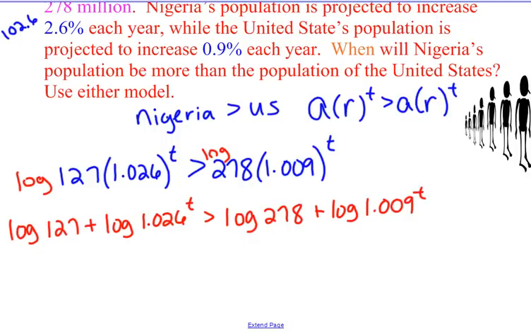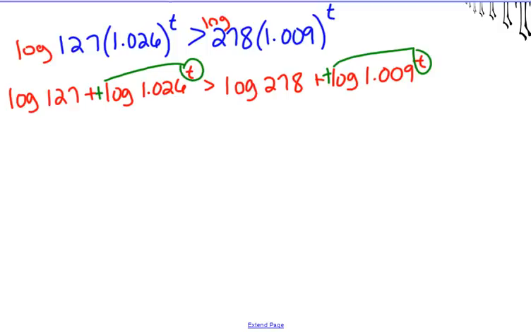So now, as I want to try to solve this somehow, I know that I'm probably going to use my power rule again, right? And put this t out in front right here. And I'm going to put this t out in front right here. Now with all of these logs, it can get really confusing. So I'm going to actually find the decimal value for every single log.